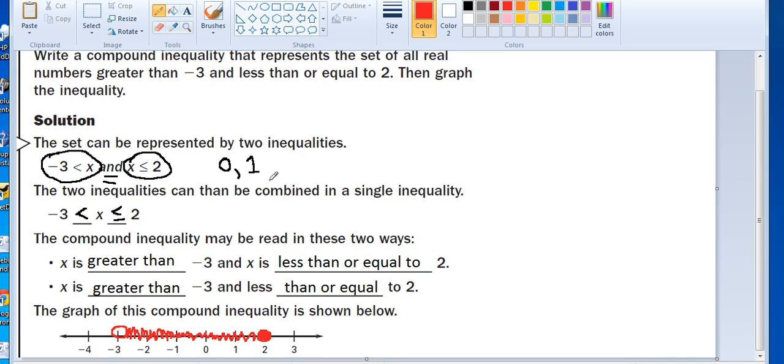So like we set up here, x could be 0, x could be 1. There's a lot of other things it could be. It could be -1/2 right there. Could be 2, and it could be 1/4. All those are greater than -3, and they are less than or equal to 2.